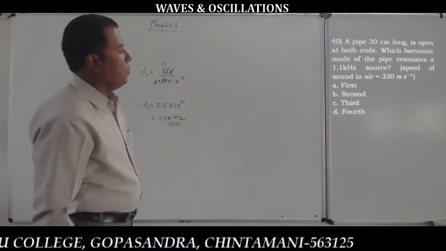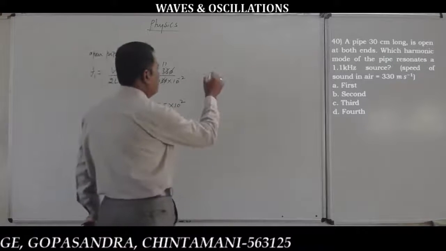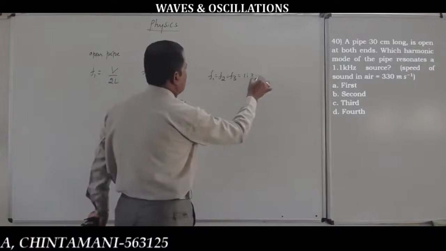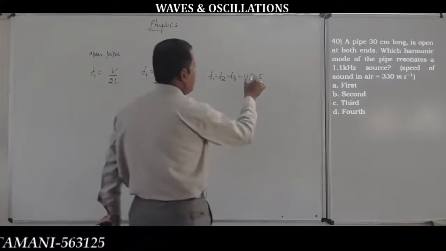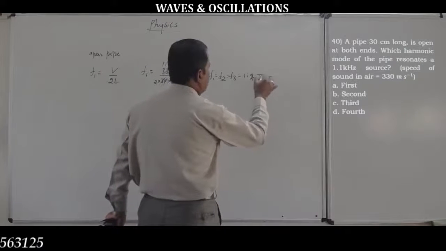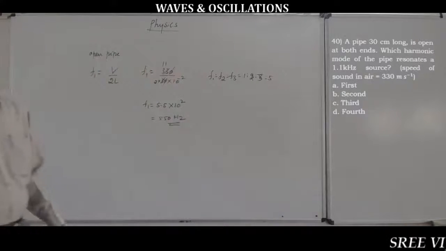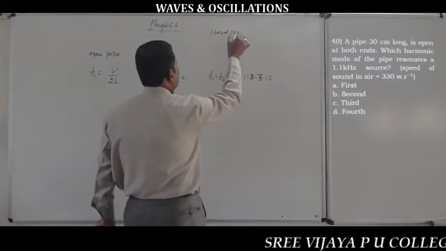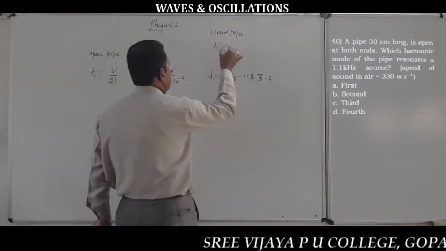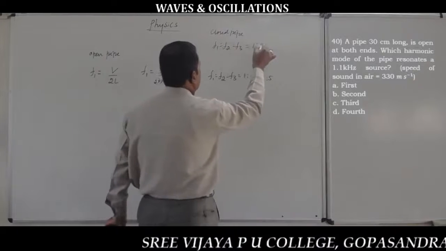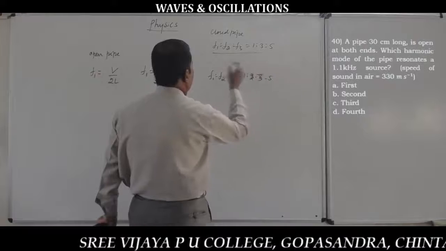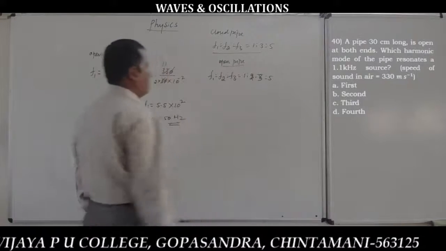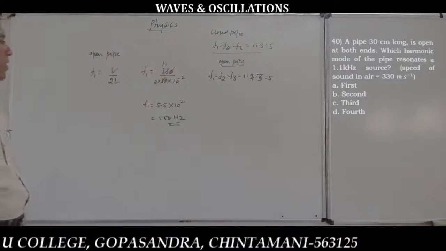Since it is an open pipe, f1 is to f2 is to f3 is equal to 1 is to 2 is to 3 and so on. So it has both odd and even harmonics. If it is a closed pipe, f1 is to f2 is to f3 is equal to 1 is to 3 is to 5. This is for a closed pipe. For an open pipe, it is 1 is to 2 is to 3.